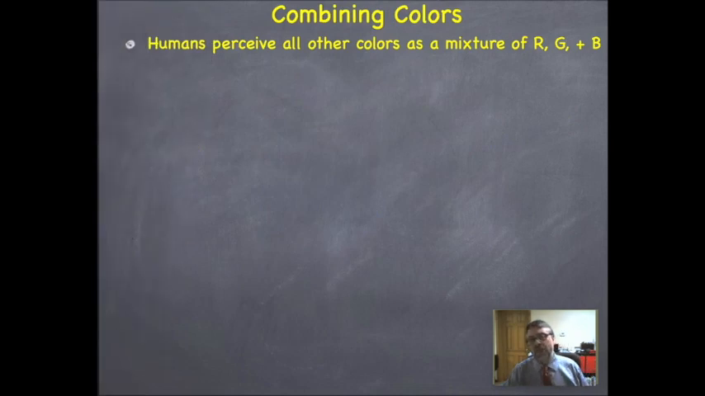All right, so bring it all together, we perceive all other colors as a mixture of red, green, and blue. ROYGBIV is physics. White light is made up of all those different wavelengths. But as far as we human beings are concerned, we interpret that light as a mixture of red, green, and blue.